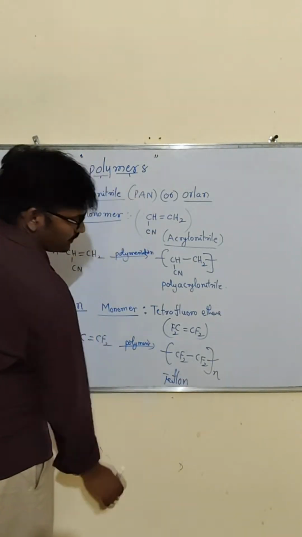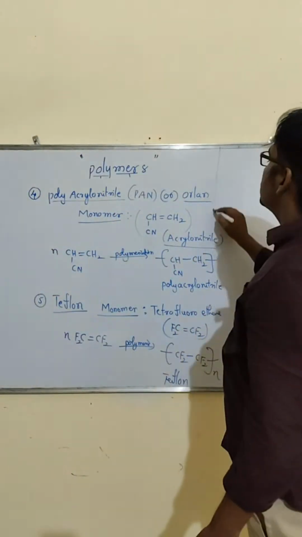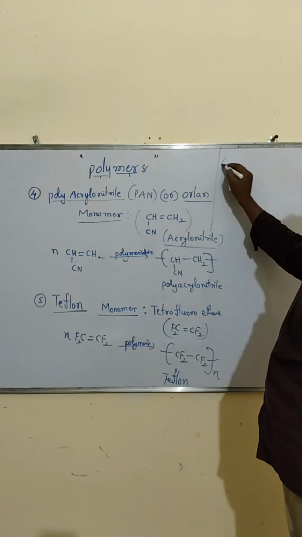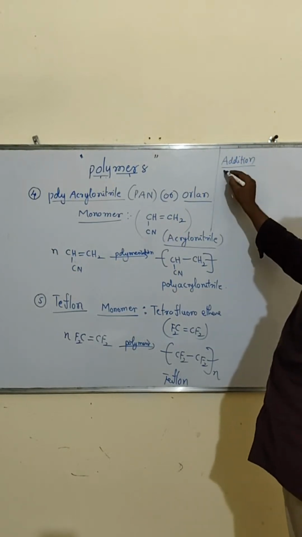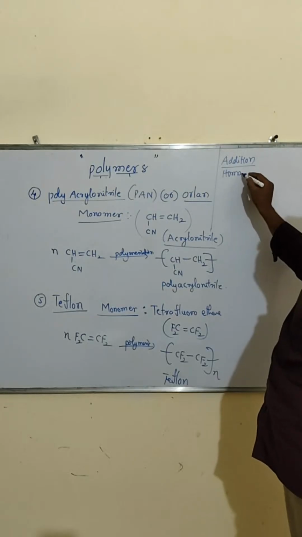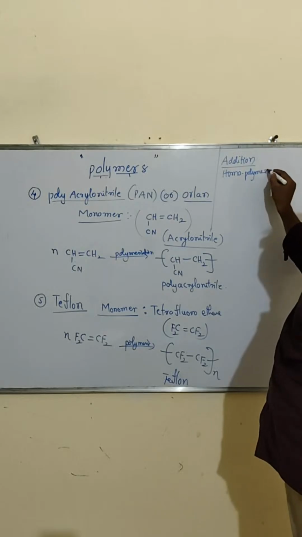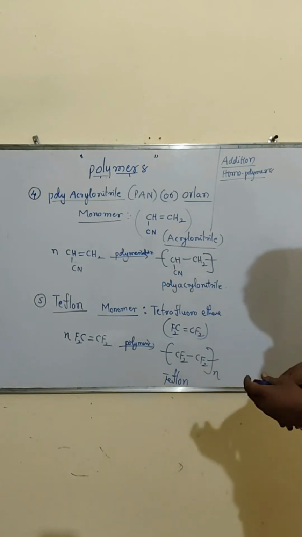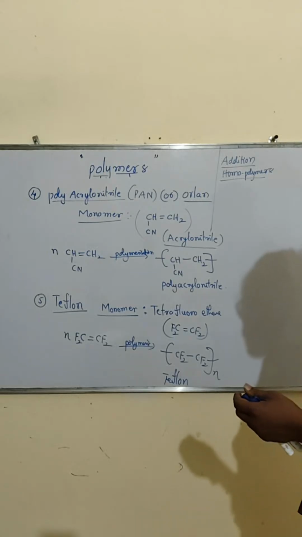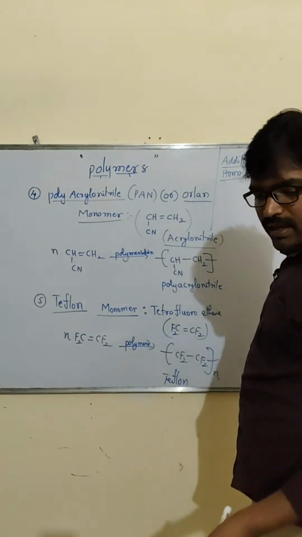Remember, my dear students, these are the homopolymers in addition polymers. There are five: polythene, polyvinyl chloride, polypropene, polyacrylonitrile, then Teflon.